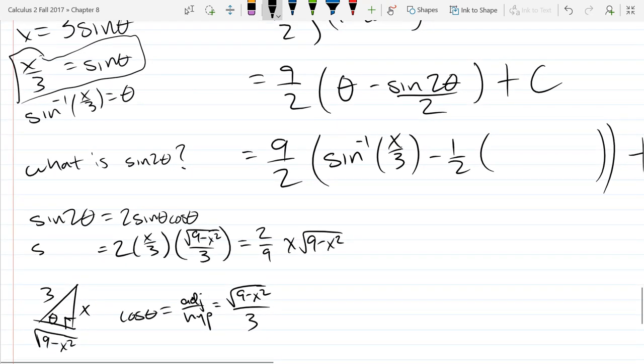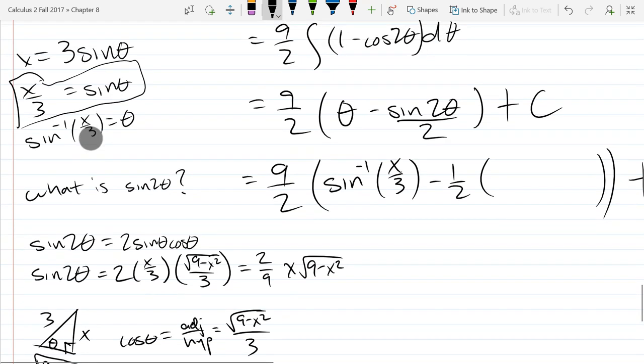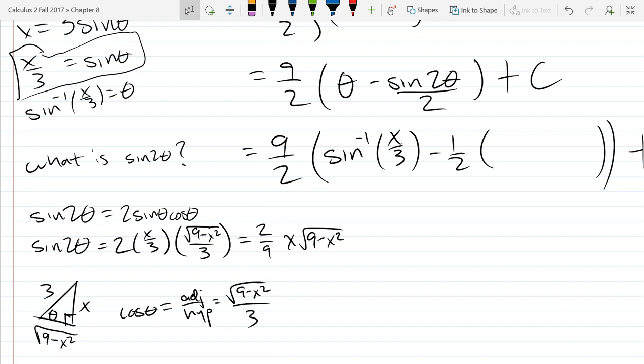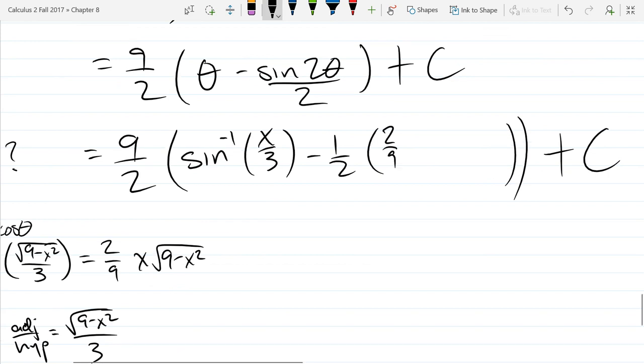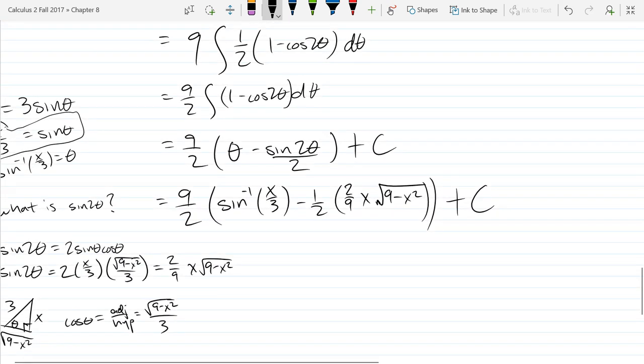All right, so sine 2 theta is 2 ninths x times square root of 9 minus x squared. Any questions on building that up in the triangle? Basically, the goal is to get rid of as much trig as we can. There's no way to get rid of that sine inverse, but we can at least take sine 2 theta down to this. You can cancel the 2 and the half, but that's not going to make it much better.